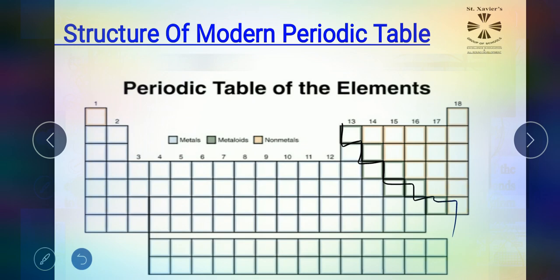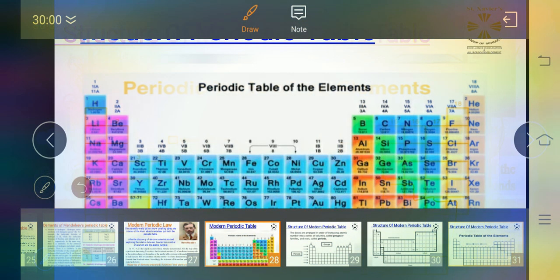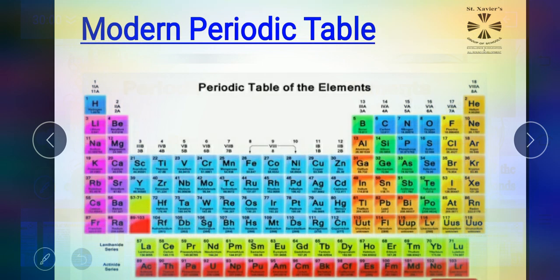Along this zigzag line are the semiconductors, students, the metalloids. Semiconductors means metalloids. When you see the modern periodic table, you can see the green color boxes. These green color boxes show the metalloids, students. So here we have metalloids.